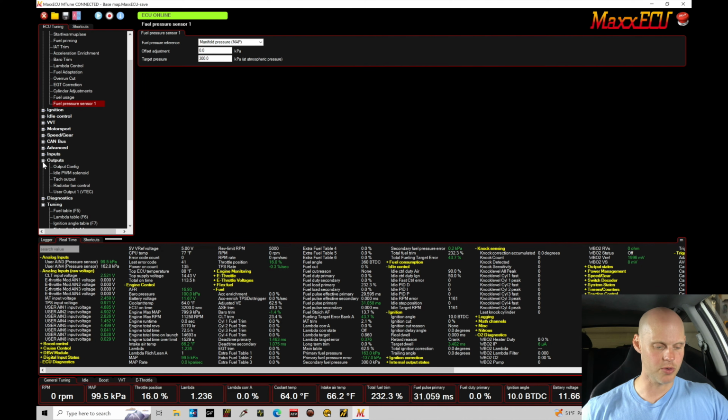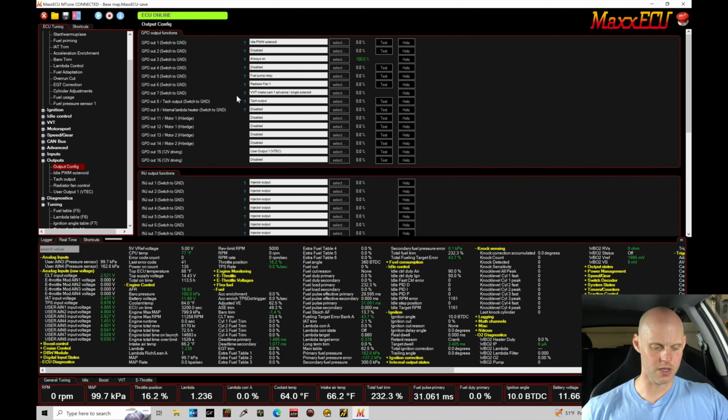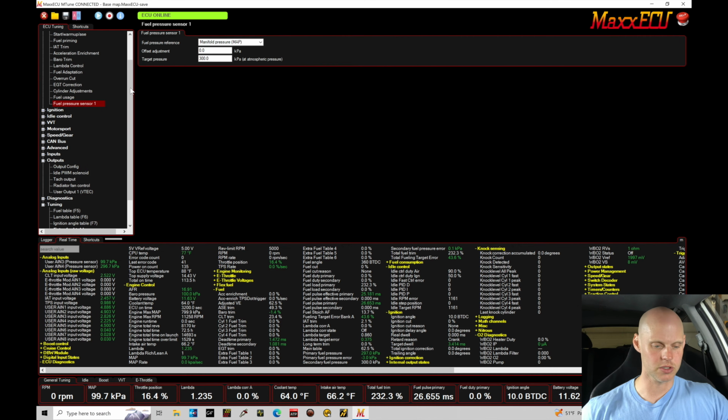But if we go here to outputs, output config, and keep an eye on this pressure reading right here, and we set our fuel pump relay, we can see that it jumps to 350 kPa. So that's what the fuel pressure is going to be at atmospheric, and that's what we need to enter for the value right here. So let's type in 350 kPa, that way it gets the proper calculations.